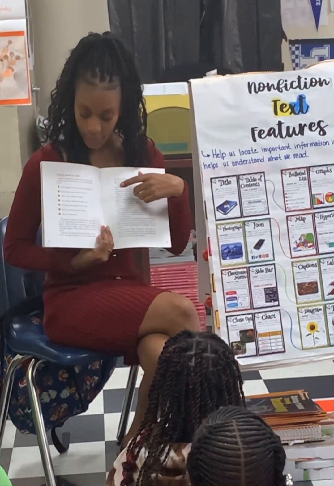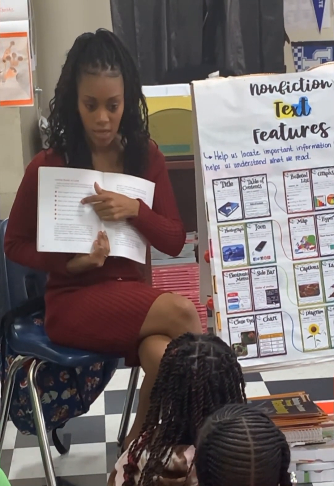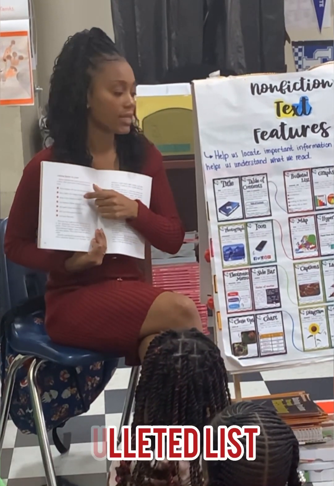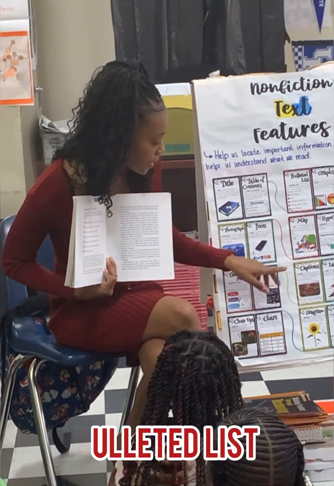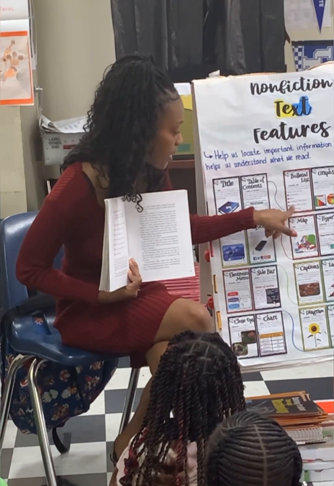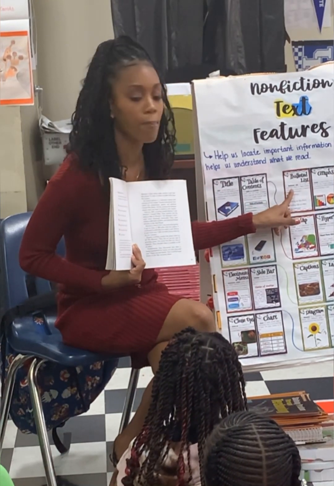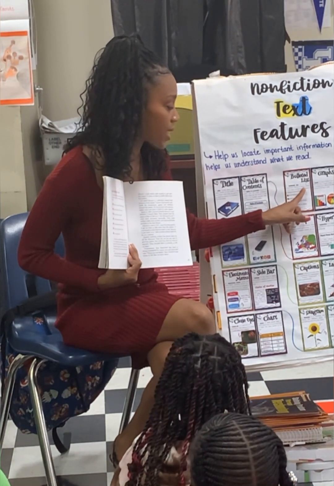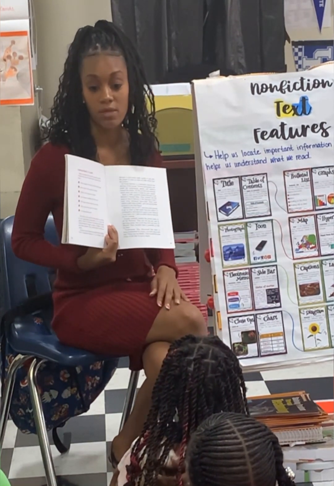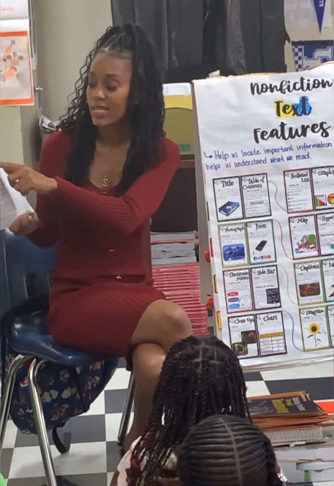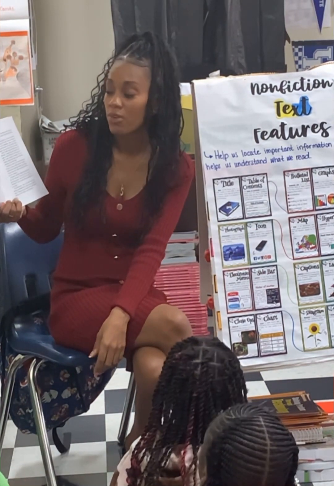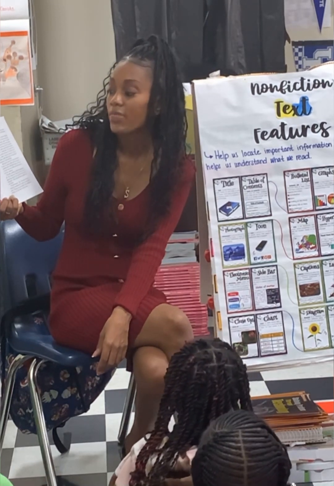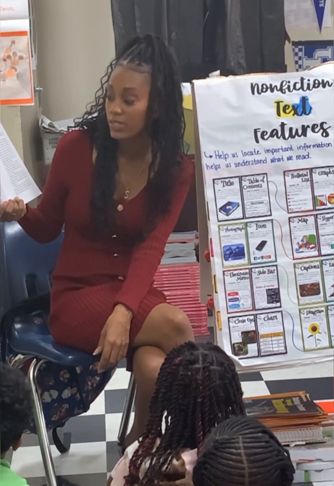I see another text feature in this book. Who can tell me what it is? Yes. Bulleted list. It's a bulleted list. And if we look at the bulleted list right here, it says it is a list of important facts or ideas related to the topic or the text. It helps to organize information. So here it says, getting ready to land. Before scientists dare send a person from Earth to Mars, they must answer some important questions.